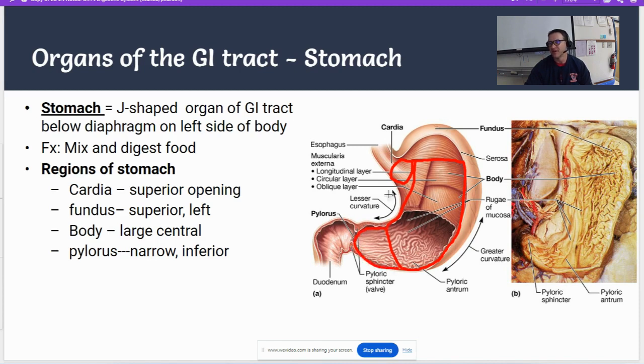And one thing to remember about the stomach, it's got 3 layers of muscularis, 3 layers of muscle tissue. So it's got a longitudinal layer that goes the same direction that the food's coming in. It's got a circular layer that goes around the stomach. And it's got an oblique layer. So this makes it different than the rest of the organs in the GI tract. So longitudinal goes the same direction as the food, circular goes around the stomach, and oblique kind of goes diagonally.